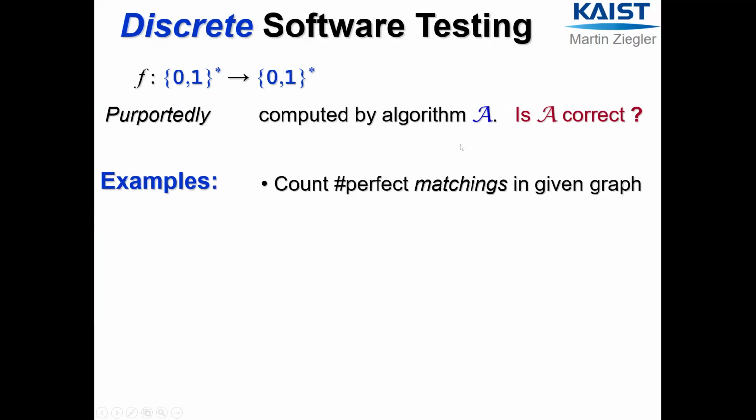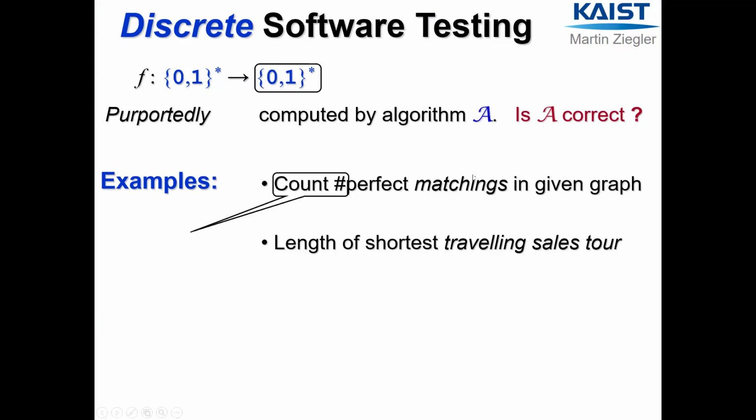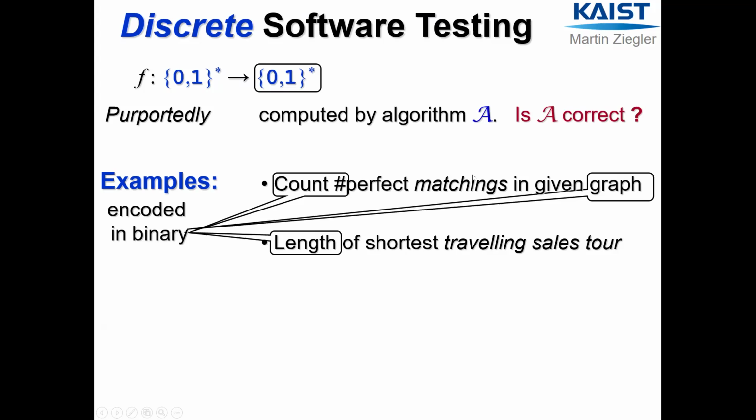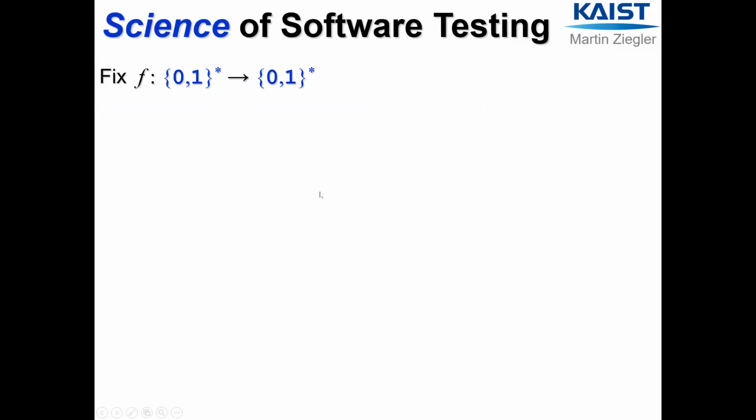covers many examples, for example, counting perfect matchings in a graph. So suppose somebody sells you an algorithm purporting to count the number of perfect matchings in a graph. Here the output is an integer, right? Counting the number. And an integer can be encoded in binary, so that applies here. And the graph input also can be encoded in binary using an adjacency matrix. Another example is returning the length of a shortest traveling salesman tour. Again, integers can all be encoded in binary. So there are many methods that apply to software testing.